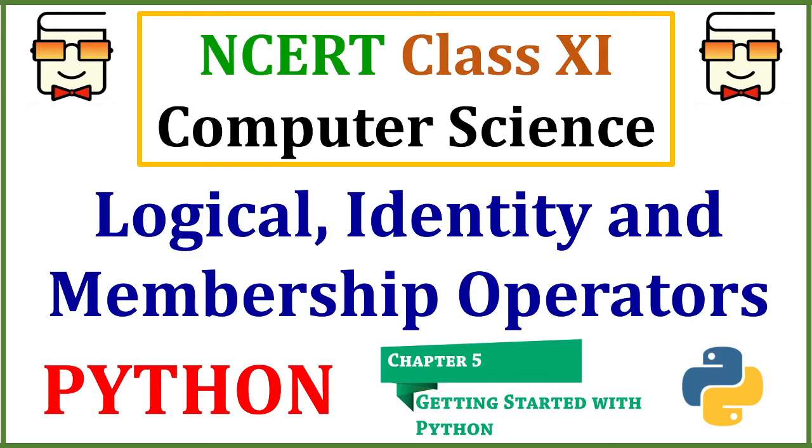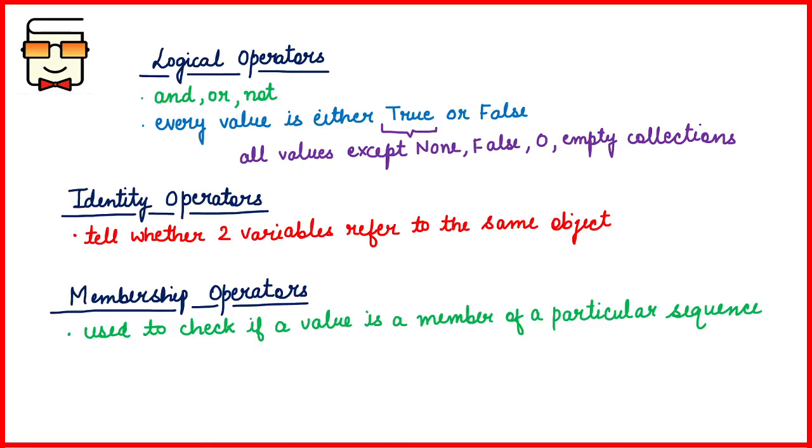In this video, we will be studying the logical operators, identity operators and membership operators in the Python programming language. So starting with the logical operators, Python consists of three logical operators which are and, or and not, and these are written as they are. That means these are keywords written in small case letters. Now what is the function of each of these?